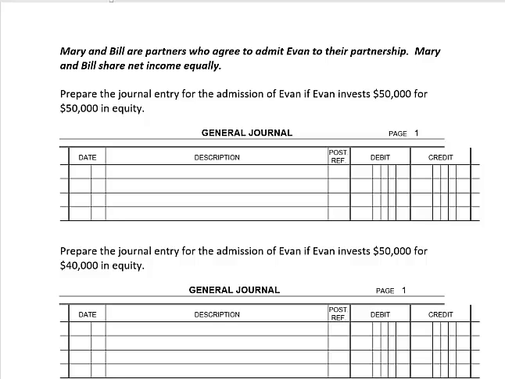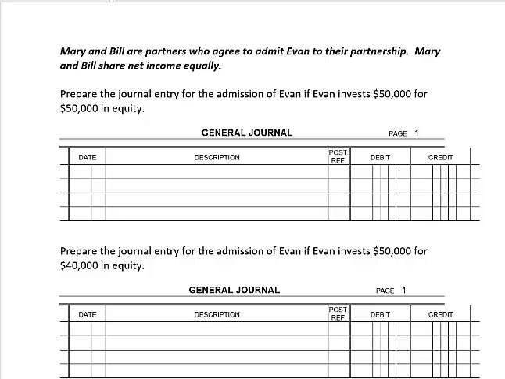Members of a partnership can change at times. New partners may be admitted, or one or more partners may choose to leave. This video will show you how to journalize the addition of a new partner to a partnership.